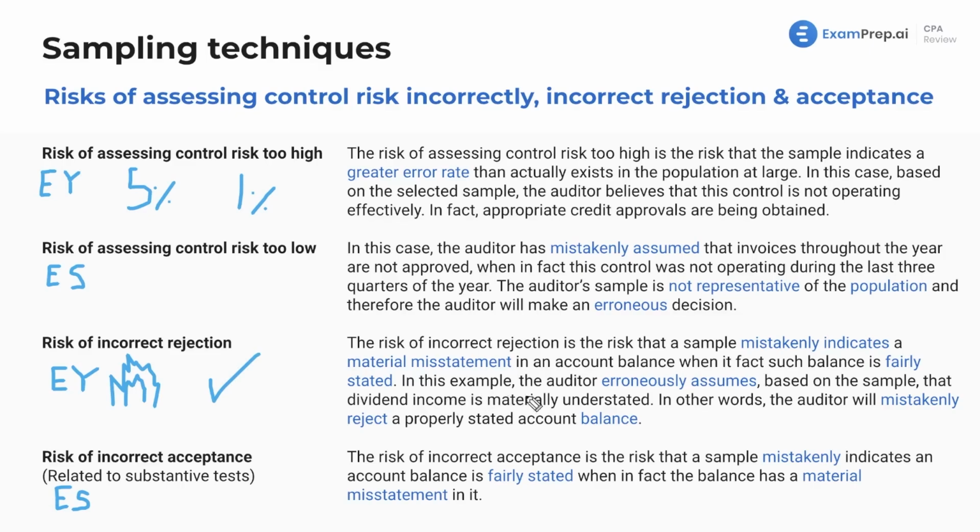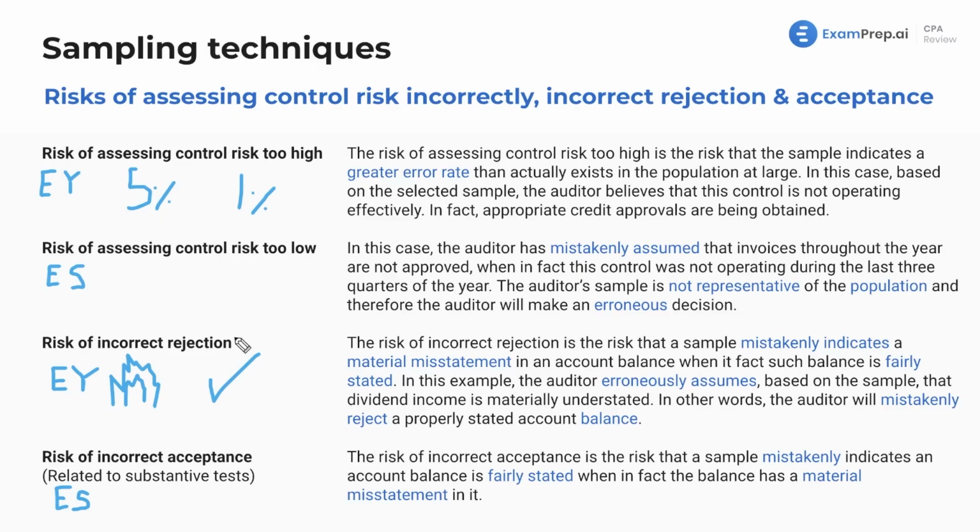In this case, the auditor erroneously assumes based on the sample that, let's say, dividend income is materially understated. In other words, the auditor will mistakenly reject a properly stated balance when they should have accepted it. But again, you will catch it eventually because you need to investigate all material misstatements. It's just going to make the audit slower, more problems for you.